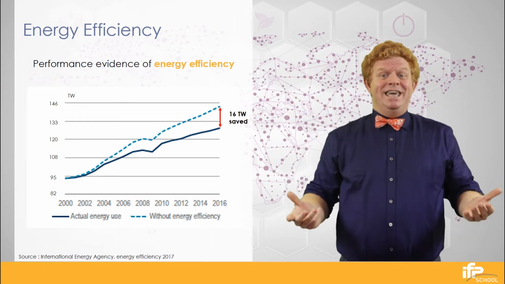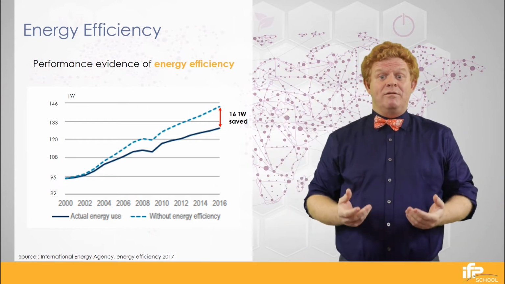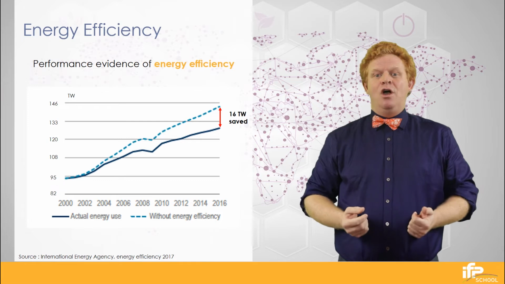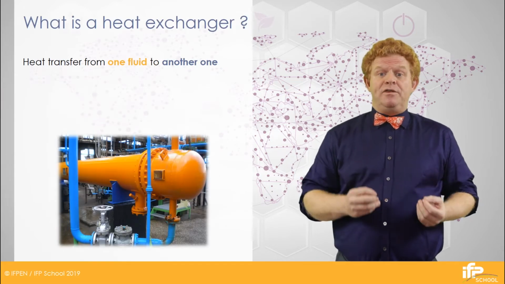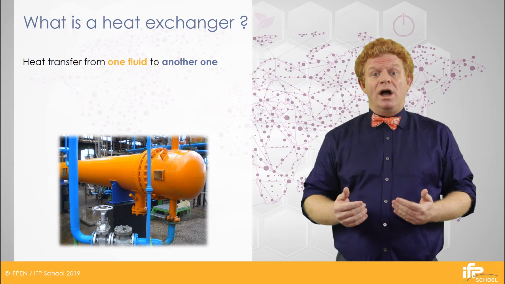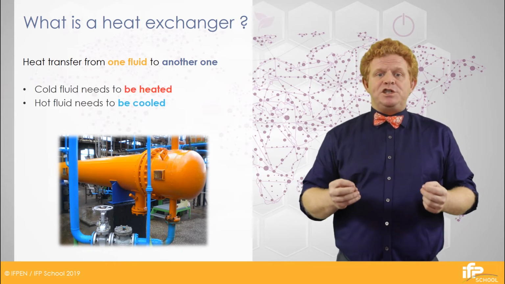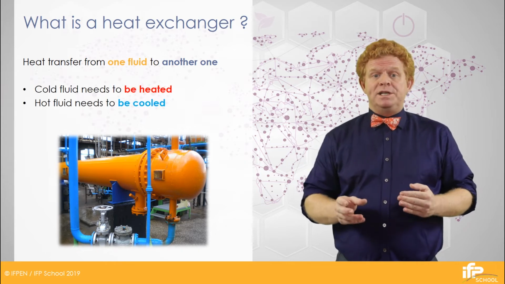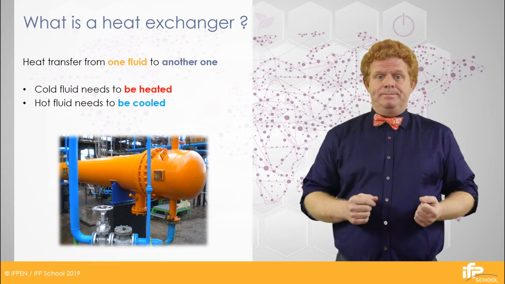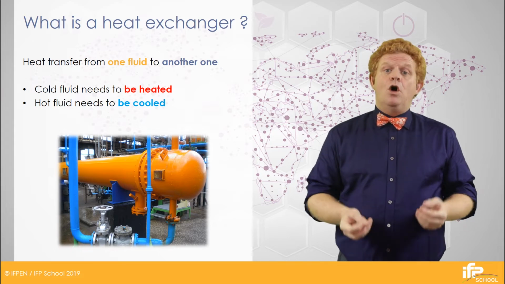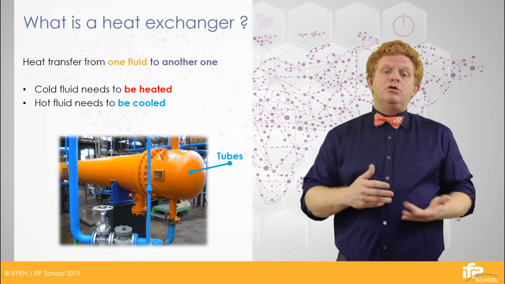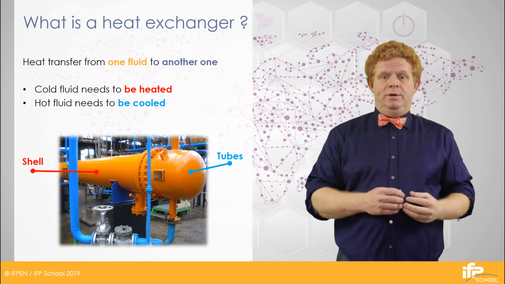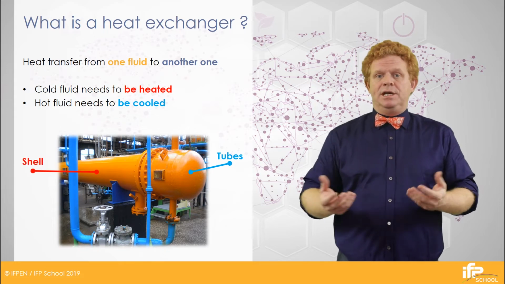But more seriously, in industries, the main equipment to recover energy is heat exchanger. What is a heat exchanger? A heat exchanger allows transferring heat from one fluid to another one without mixing. It's used each time you want to heat cold fluids or to cool down hot fluids. For instance, one section, called tubes, is filled with the cold fluid, and the other section, called shell, with the hot fluid. Let's have a look inside the heat exchanger.